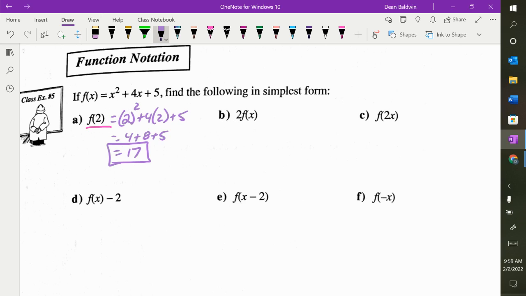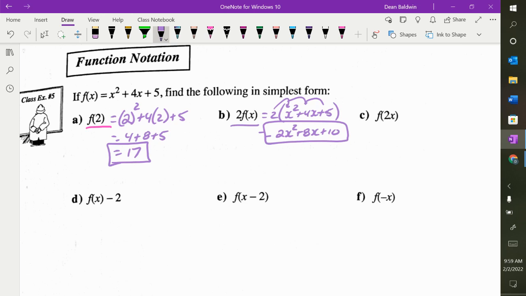What if I put a 2 in front of f of x? What do I do? You multiply the whole thing by 2, right? Because if f of x is this, and I just say 2 times f of x, that is just 2 times x squared plus 4x plus 5. So you just dump the 2 into everything. 2x squared, 8x plus 10. Good?